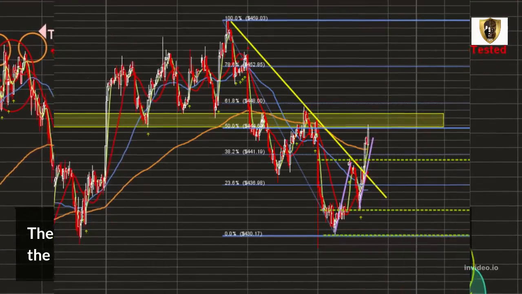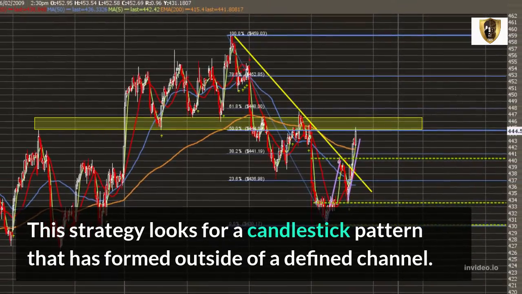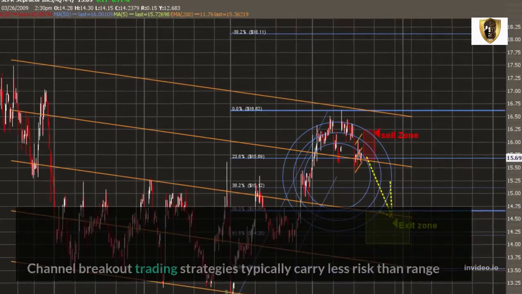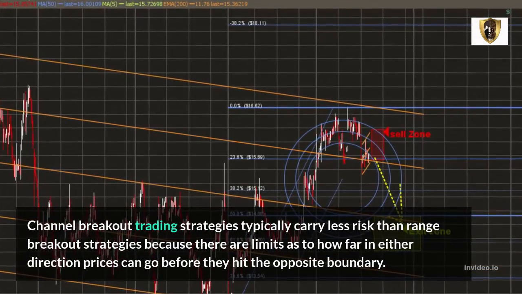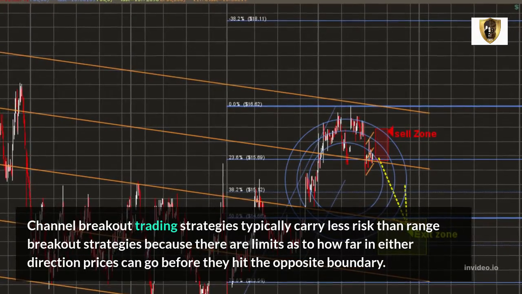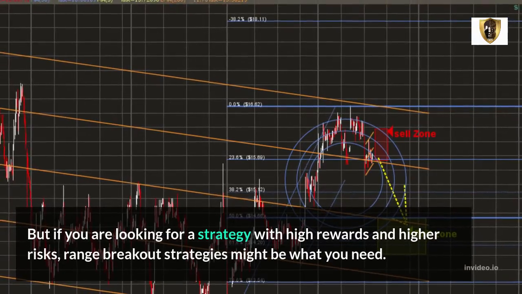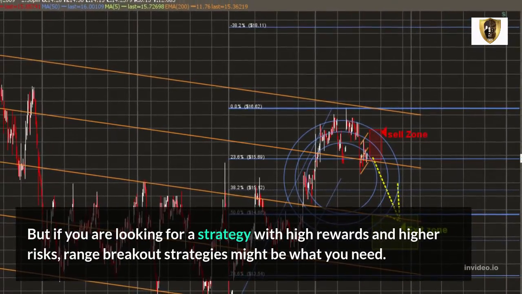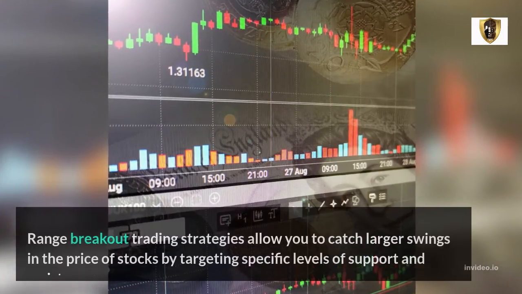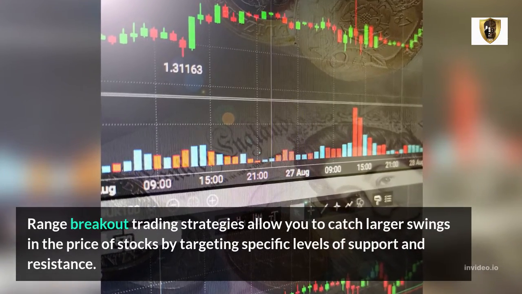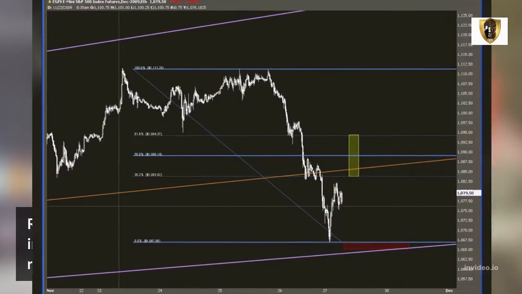breakout trading strategy. This strategy looks for a candlestick pattern that has formed outside of a defined channel. Channel breakout trading strategies typically carry less risk than range breakout strategies because there are limits as to how far in either direction prices can go before they hit the opposite boundary. But if you are looking for a strategy with high rewards and higher risks, range breakout strategies might be what you need. Range breakout trading strategies allow you to catch larger swings in the price of stocks by targeting specific levels of support and resistance.